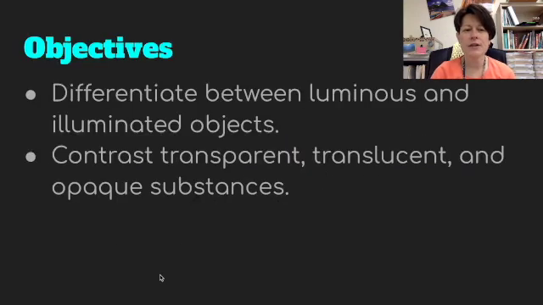And our objectives today are going to be to differentiate between luminous and illuminated objects and contrast transparent, translucent, and opaque objects.